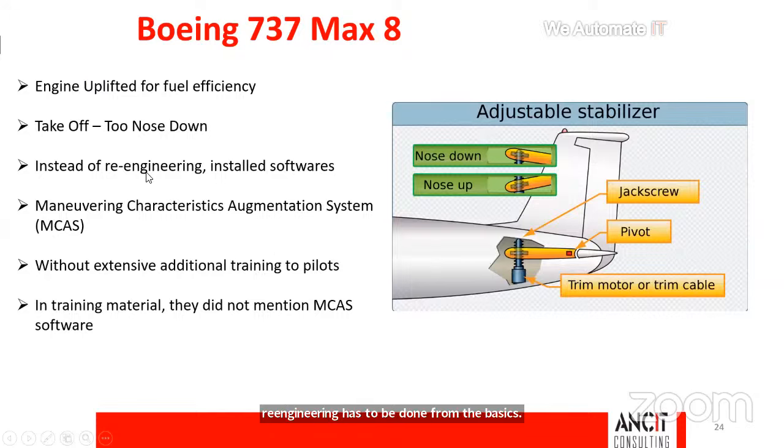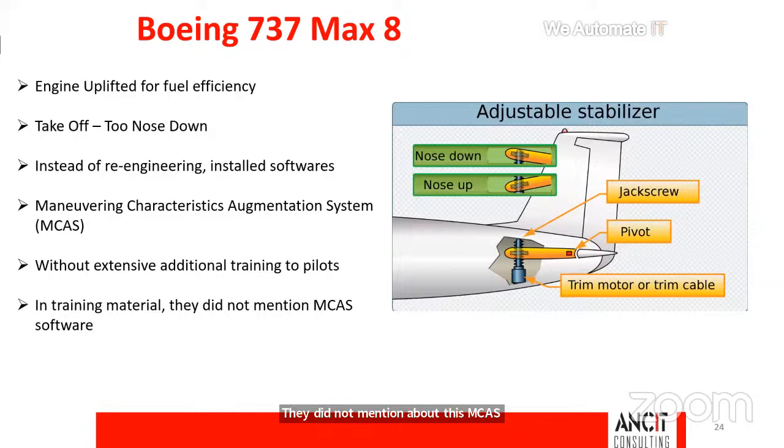Re-engineering refers to whatever you are doing from the beginning, that has to be done. That is re-engineering. So instead of re-engineering to reduce this problem, they just installed some software. That software is called the Maneuvering Characteristics Augmentation System. After installing this software and updating the engines, the company did not provide any extensive additional training to the pilots after the modification. And also in the training material, they did not mention this MCAS software.